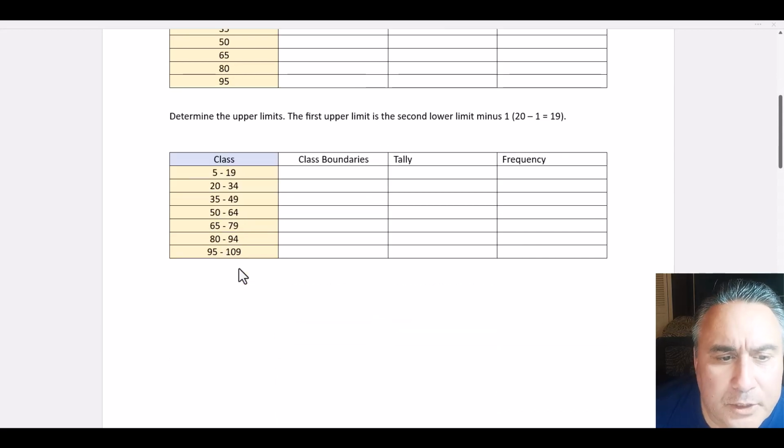Next, we determine the upper class limits. The first upper class limit is the second lower class limit minus 1. So in this example, we take 20 minus 1 is 19. And from that point on, we just repeatedly add the class width, 15. 19 plus 15 is 34. 34 plus 15 is 49, and so on. We have now grouped the data values into 7 classes.